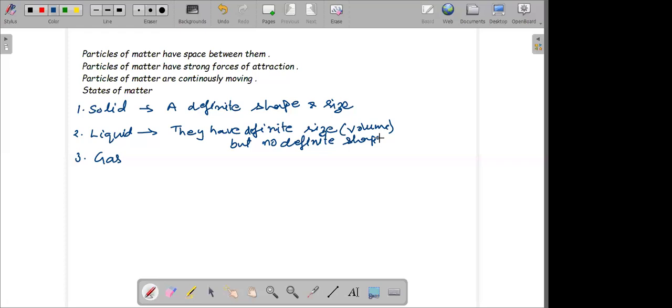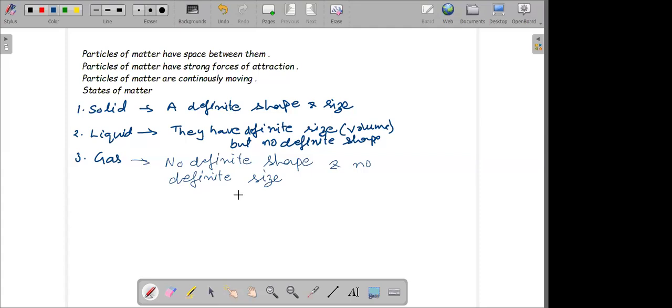Now gases do not have a definite shape, and no definite size. Nothing is fixed for them. Both liquids and gases can flow, right? Yes. So gases have no definite shape and no definite size. They will occupy the complete space which is available to them.